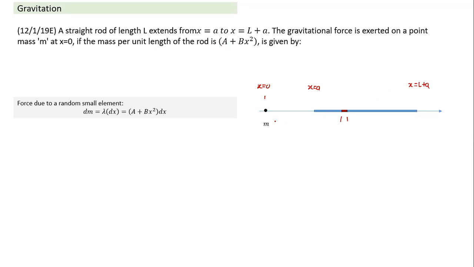This random element is at a coordinate x from here. Let the distance be x and the length of the piece be dx. That's what we have done so many times; I'm just doing it to refresh your memory. And let this mass be equal to dm.